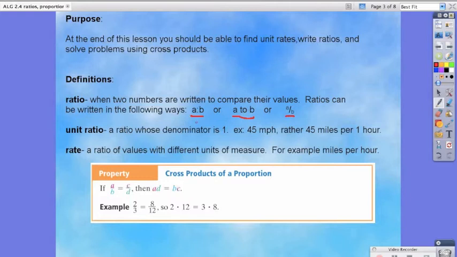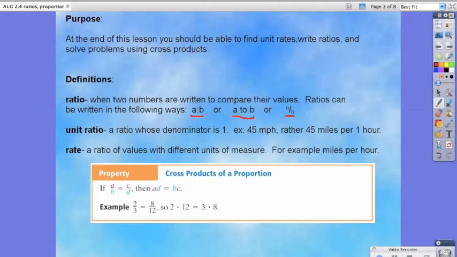Now notice in all three ways that we showed you, they were read all the same way when we're talking about ratios, but they just look different. So these are the three ways that you're more than likely to see them. Now, we're going to talk about a unit ratio, which sounds just like ratio with the word unit in front. And unit refers to 1. So a unit ratio is going to be a ratio whose denominator is 1.